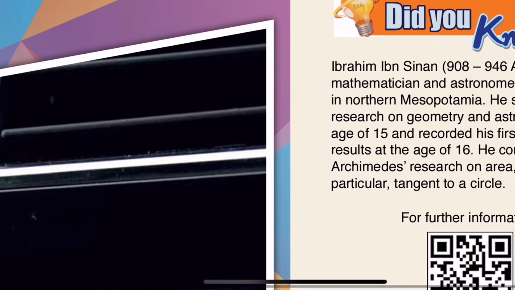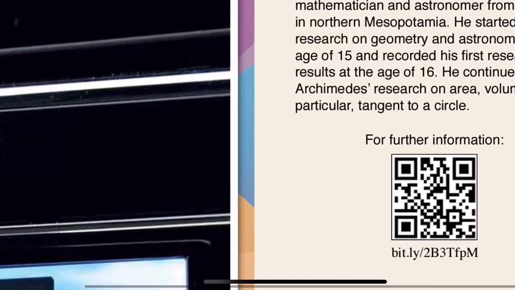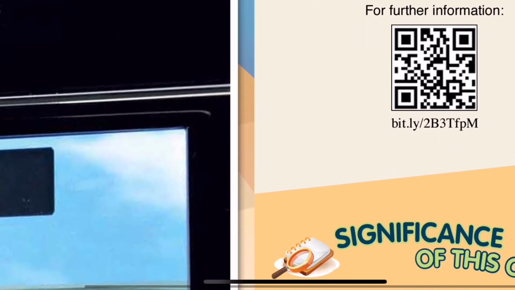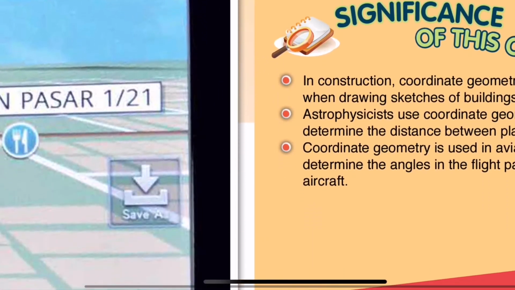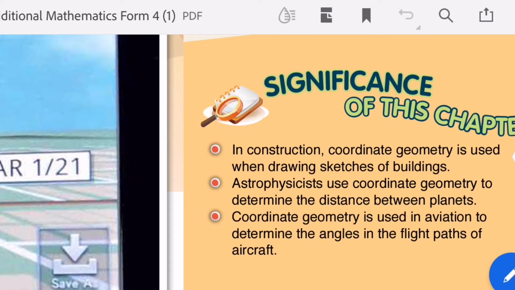First of all, let's go through the topic. You can scan the barcode and have more information, because this topic is very important in construction, especially when you want to become an engineer. Coordinate geometry is used when drawing sketches of buildings, and astrophysicists use coordinate geometry to determine the distance between the planets.